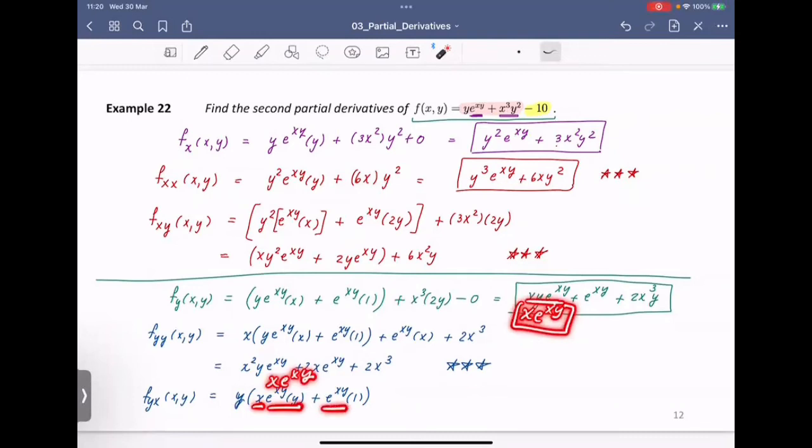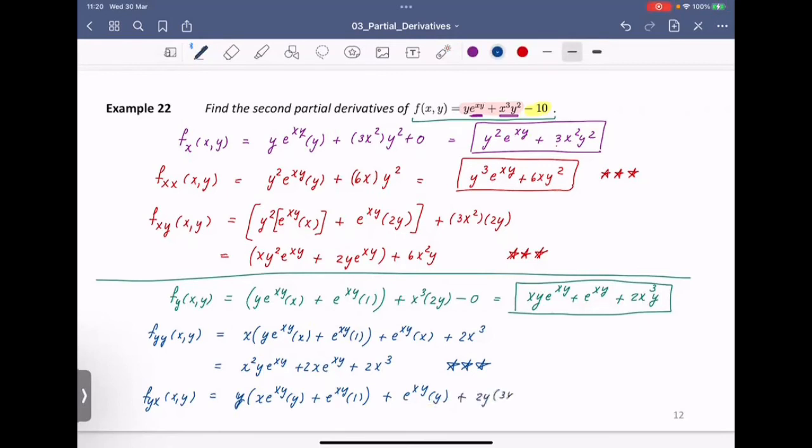And then plus e to the xy. And then x here, I differentiate, I get 1, okay? And then after that, I have e to the xy times y, because this term, I have e to the xy times y. And the last one, the polynomial is always easy, plus 2y times 3x squared.